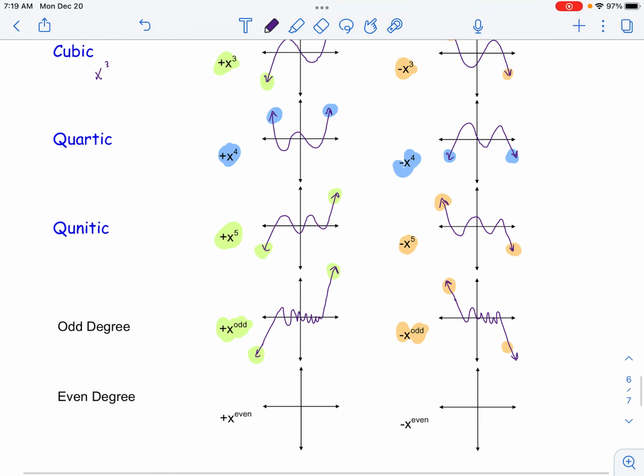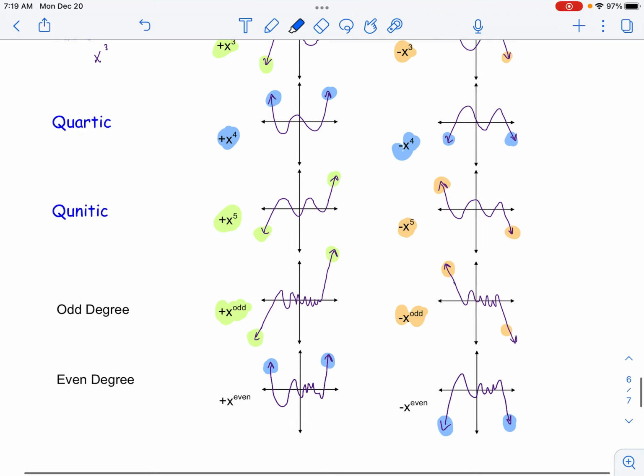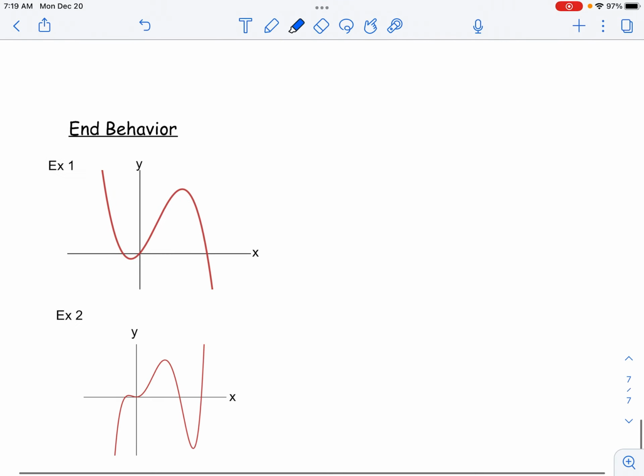So if we're dealing with a positive even degree, it's going to kind of do some stuff in the middle, and then it's going to end pointing up. If it's a negative even degree, it's going to start down below, it's going to do some stuff in the middle, and then it's going to point down. So that's going to be called our end behavior. And let's talk about how we write this terminology going forward.